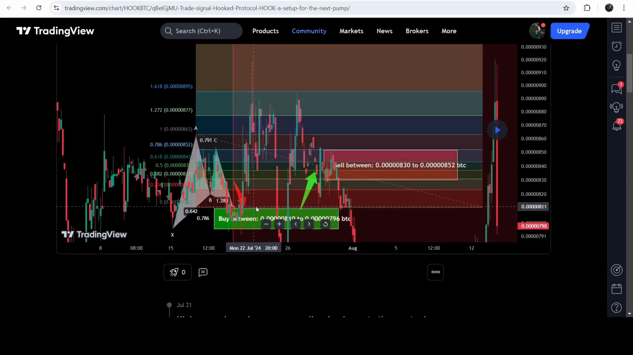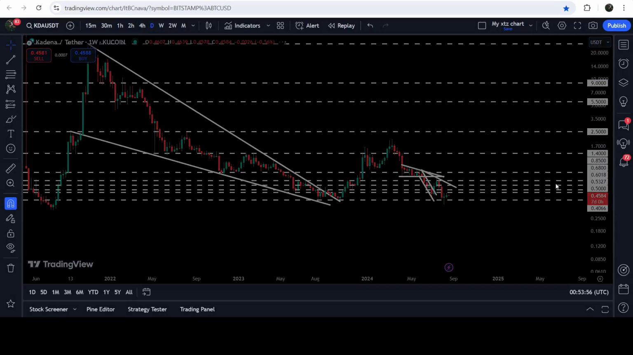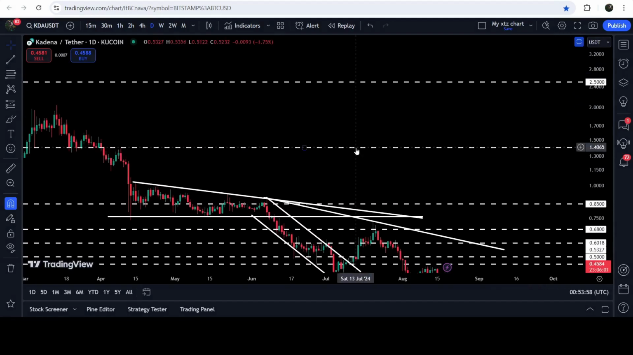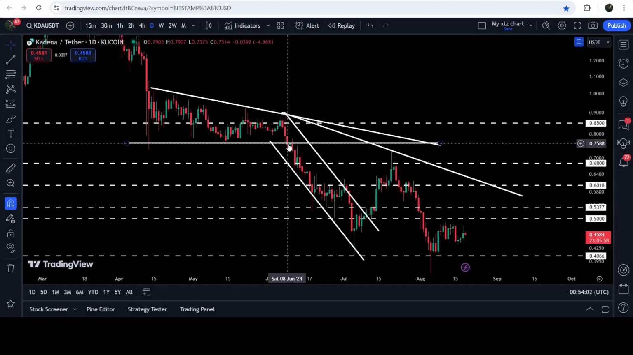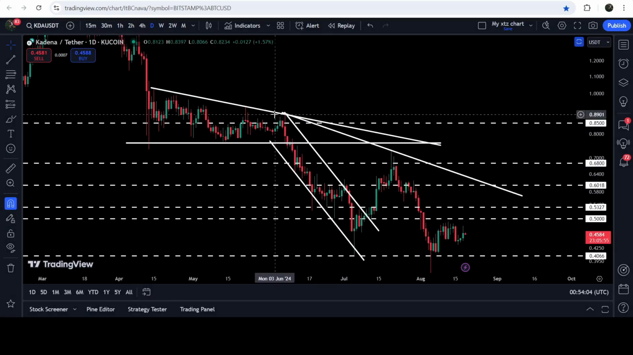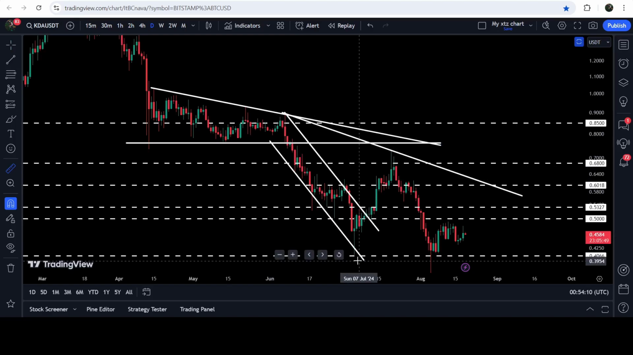Now let me take you to the live chart of KDA, and first of all let me show you the daily time frame chart. And you can see that a few days ago it was moving inside this descending triangle. We broke it down, then we had a big drop. But at the same time, the price line was also moving inside this bullish pattern. That was a down channel, and we broke it out as well.